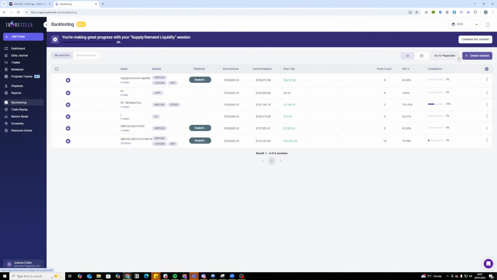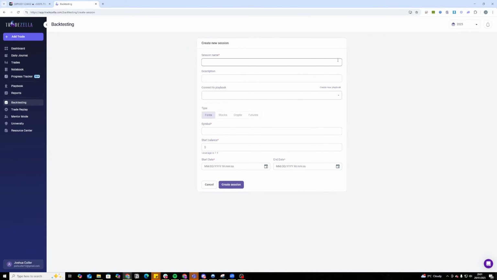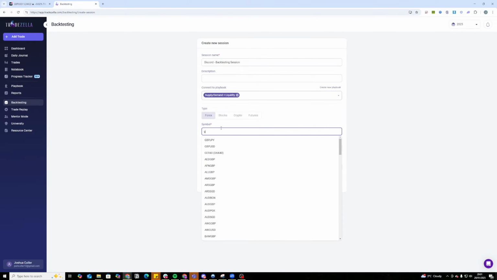So obviously, first things first, what we want to do is go to the backtesting page and create a new session. We've already created our playbook. I'll show you the rules for the playbook in a moment. Here's the playbook that we're going to be trading: supply, demand, and liquidity. And the pairs that I'm going to trade it on are GU, gold, EU, and DXY.